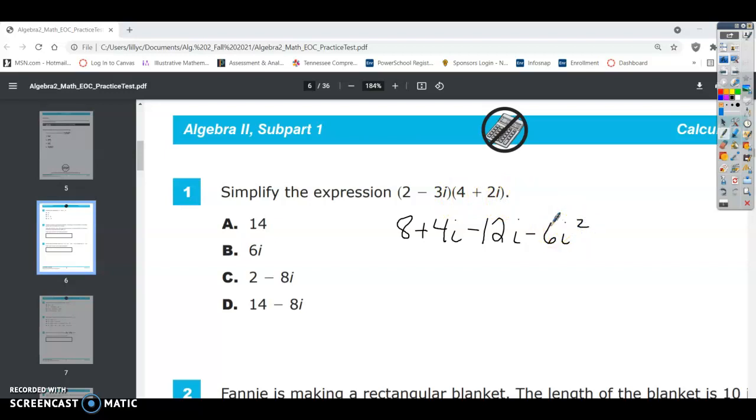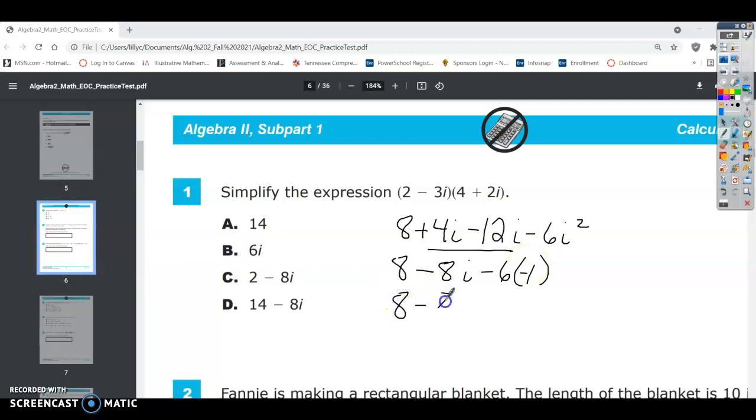All right, now if you remember doing imaginary numbers, i squared is negative 1. All right, so we're going to combine the middle terms here. So we're going to have 4i minus 12i. So that's going to be negative 8i. And then we've got negative 6i squared, and i squared is negative 1. So we're going to multiply negative 6 times negative 1 to get positive 6.